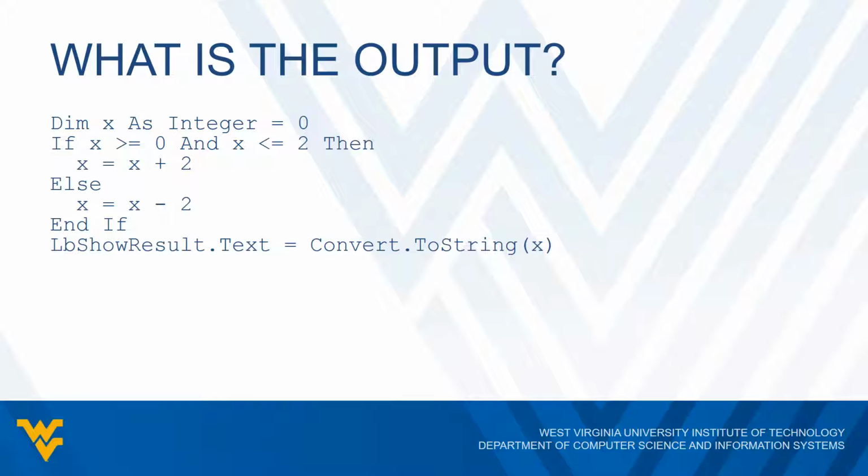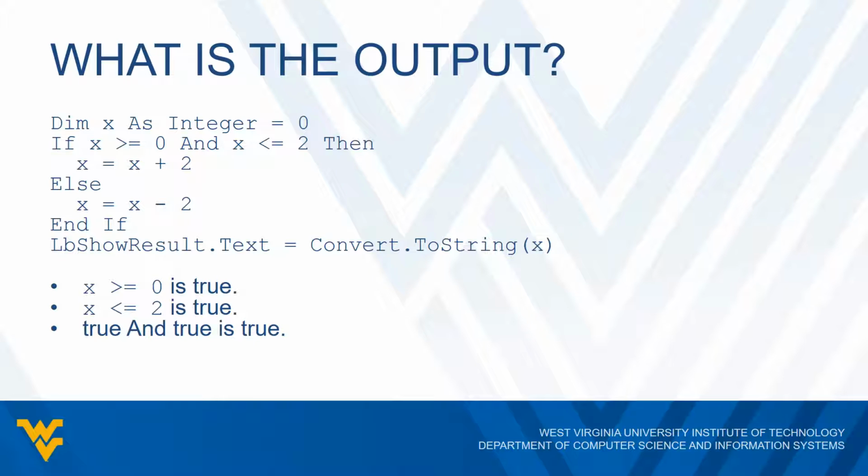So we start with x greater than or equal to 0. Since x is 0, this is true, because 0 is greater than or equal to 0. Now let's check the second condition. We need to check that x is less than or equal to 2. Well, since x is 0, 0 is less than or equal to 2, so this is also true. Therefore, we have true and true.